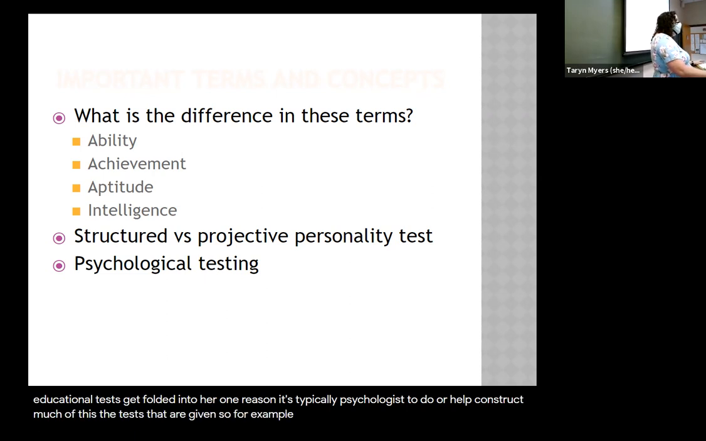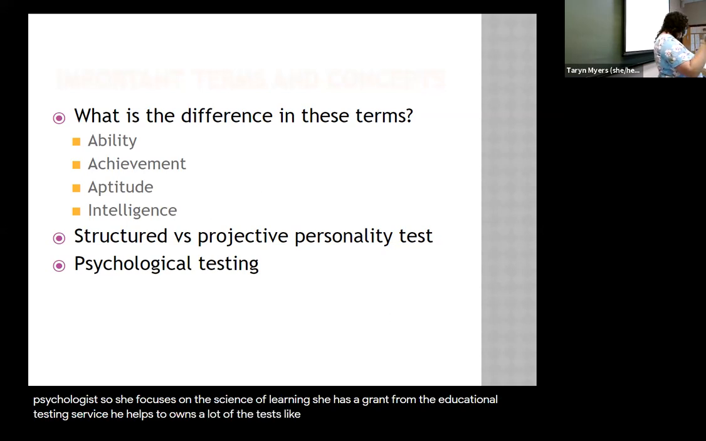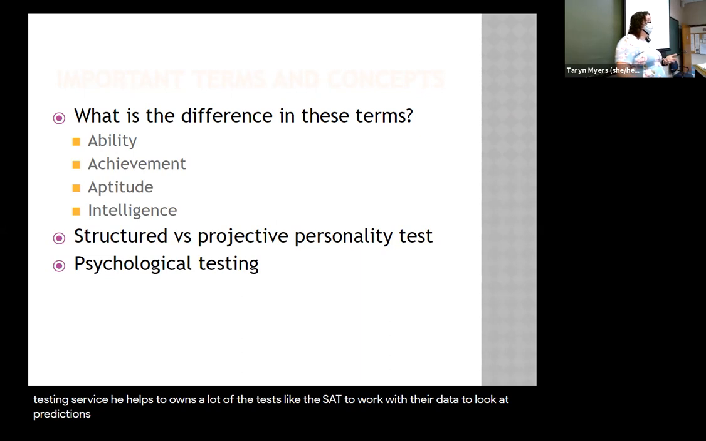So for example, a friend of mine who is an educational psychologist, so she focuses on the science of learning, she has a grant from the Educational Testing Service, ETS, who owns a lot of the tests, like the SAT, to work with their data, to look at predictions for things and to hopefully construct better tests in the future.